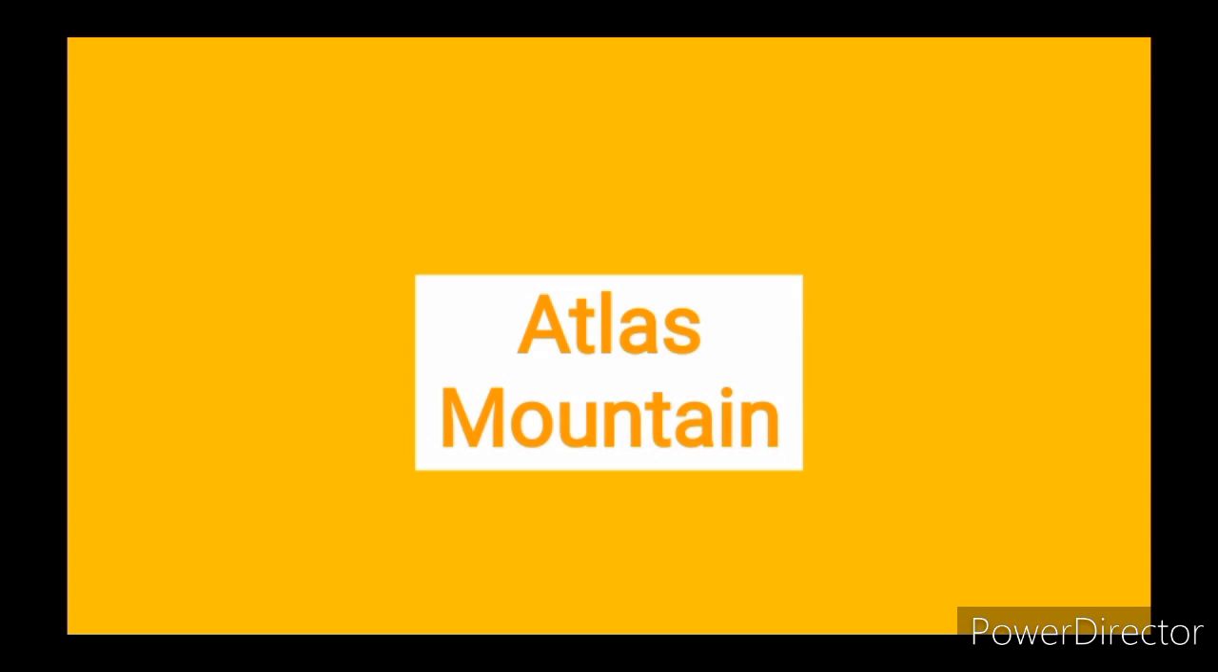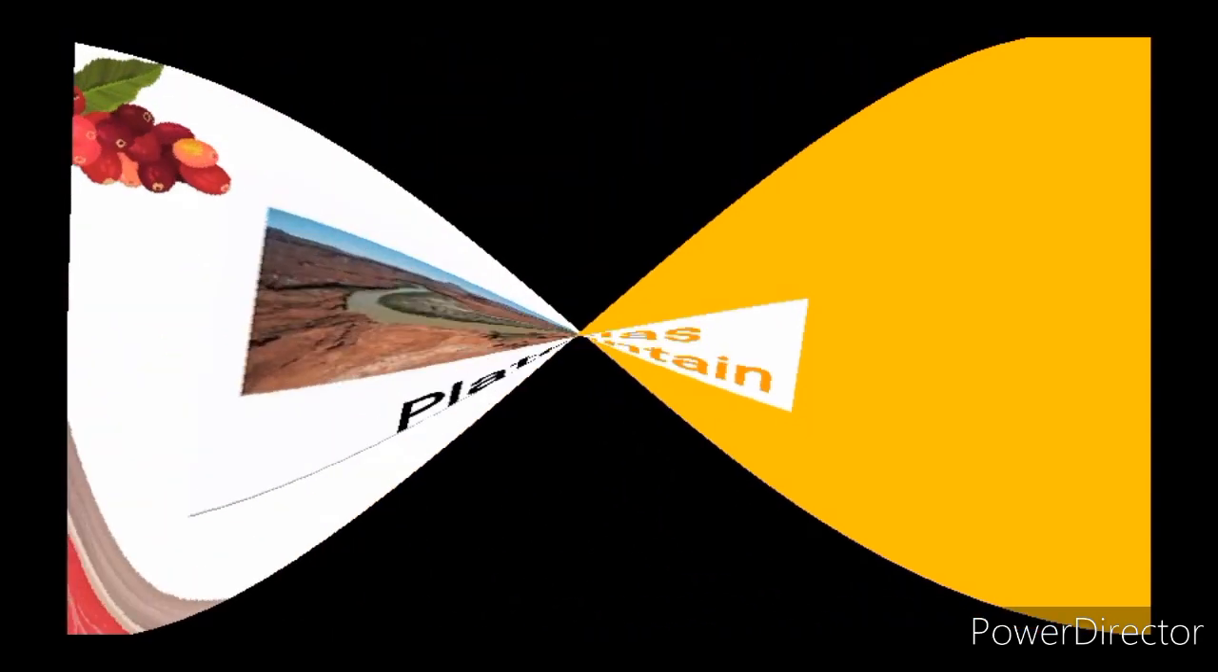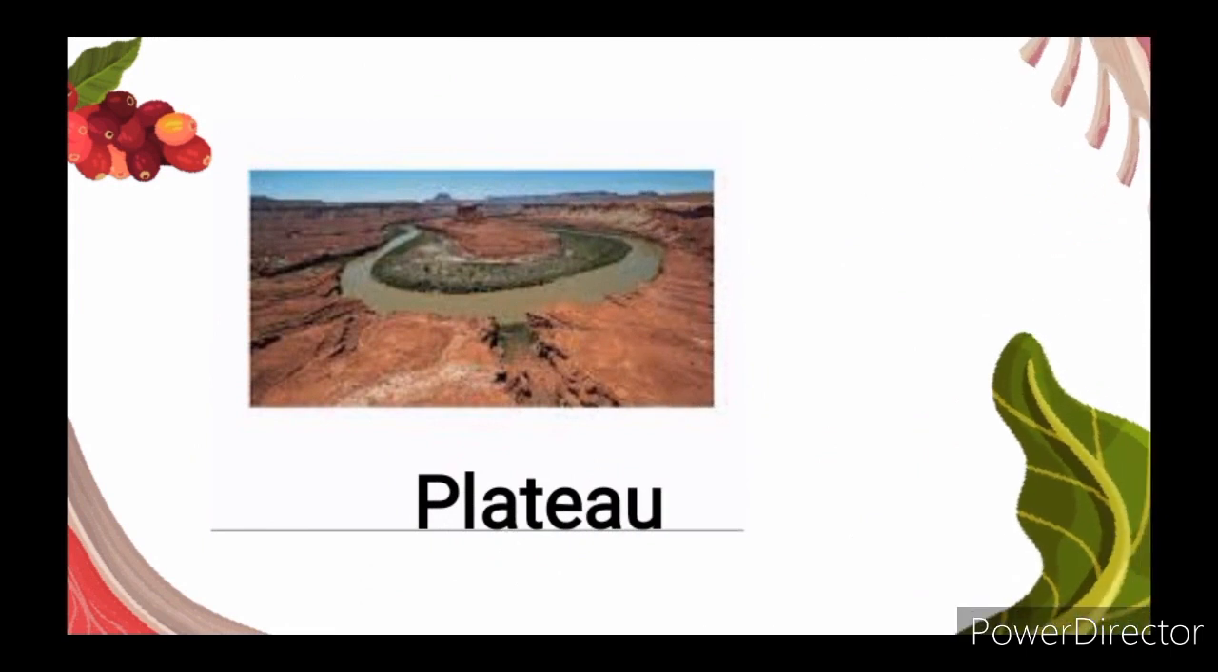So that's that for the first landform that we are going to talk about. Now the second landform in Africa is the plateau. A plateau is a land area that rises a little above the sea level.